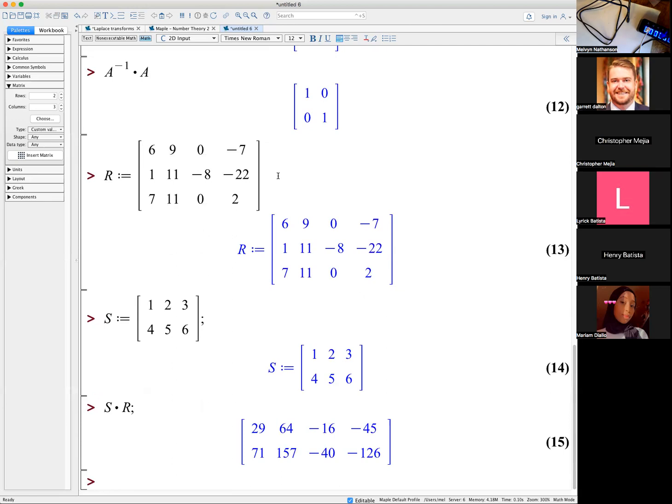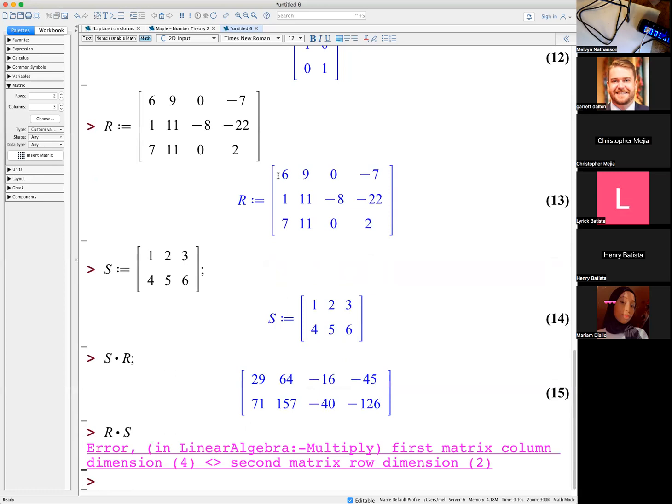It's 2x4. Suppose I try to multiply R by S. It doesn't work because it's not defined. In R, the number of columns is 4. In S, the number of rows is 2. They're different. So it won't work.